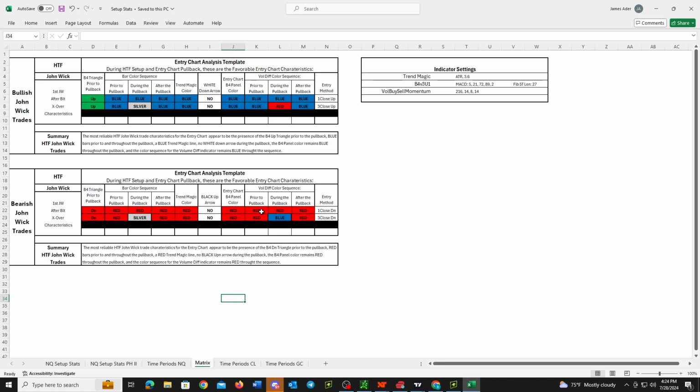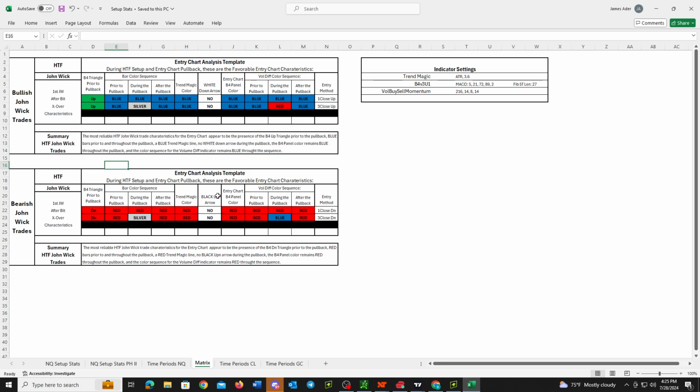I will make this little matrix available in the room, and I'll read the summary for the bullish, and it's the opposite for the bearish. The most reliable higher time frame John Wick trade characteristics for the entry chart appear to be the presence of a B4 up triangle prior to the pullback, blue bars prior to and throughout the pullback. Again, this is on the entry chart. A blue trend magic line, no white down arrow during the pullback.